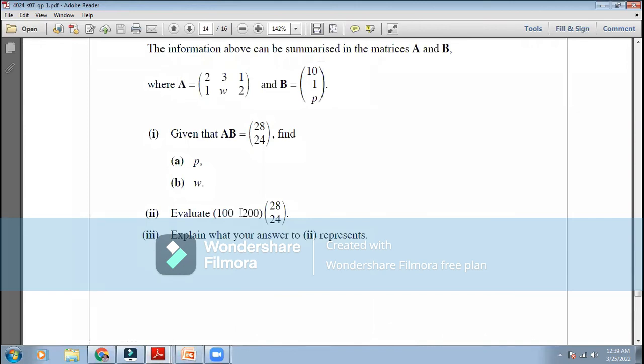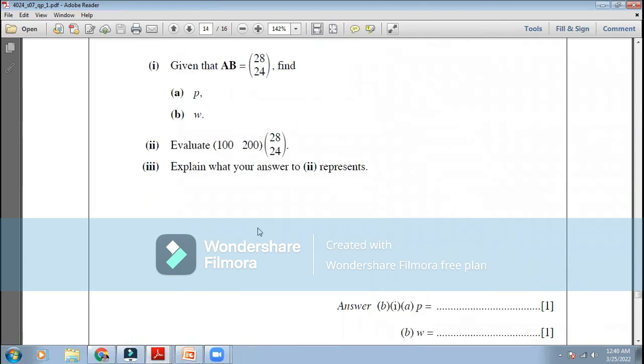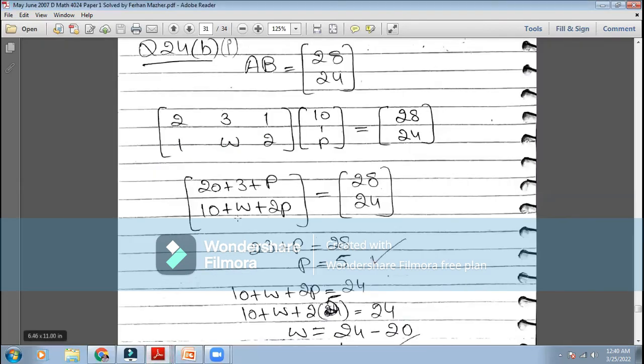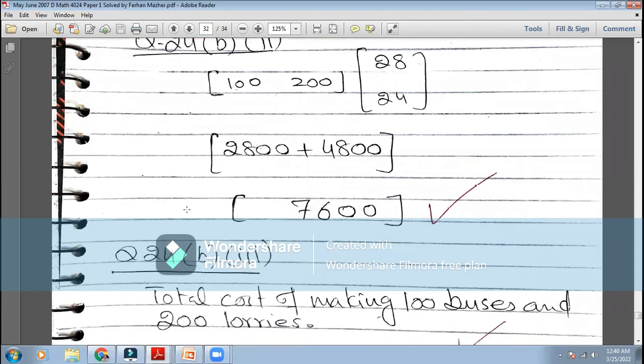Then he says evaluate 100, 200 into this. You have to multiply these two matrices. Then he says explain what your answer to this second part represents. When you multiply that, that will give you the total cost for 100 buses, 200 lorries. So 100 and 200.